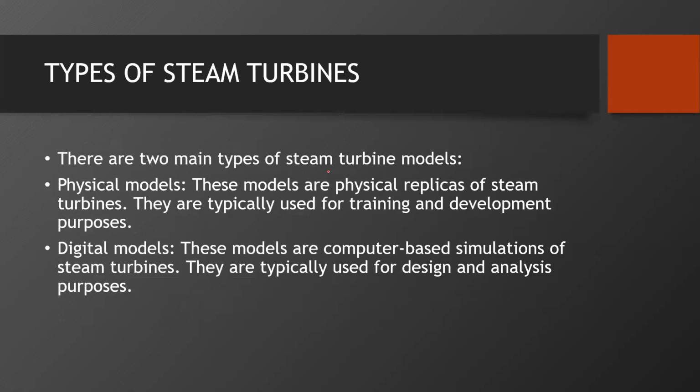The physical models would be the exact same copy of the regular models which are being used currently, whereas the digital models are the digitized version of the steam turbines, on which we can perform different computer-based simulations and we can get the results we need.